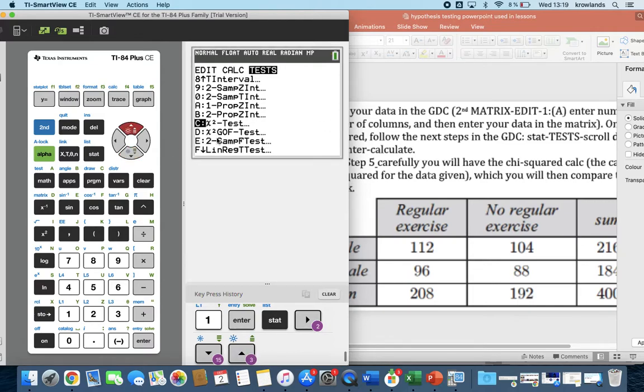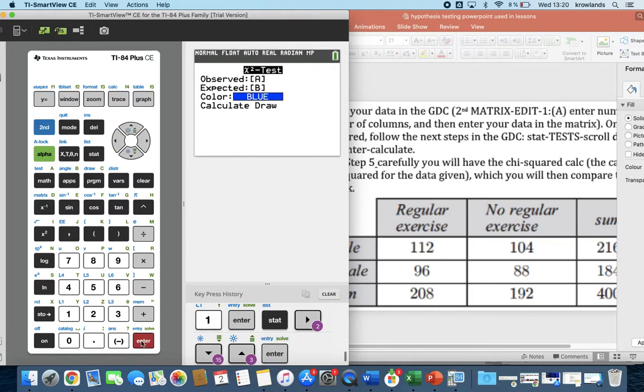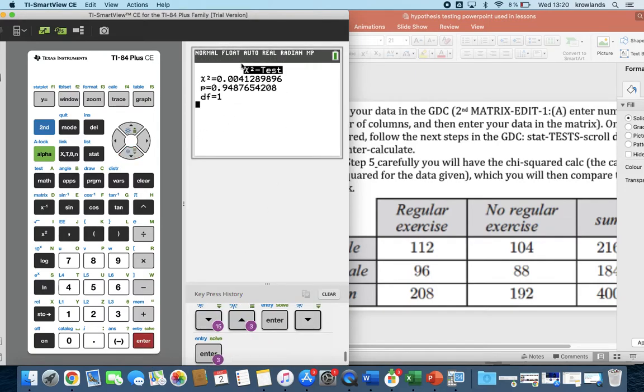And before we do t-tests, we'll do that another lesson, we're going to do the chi-squared test, which we've already written down is this fancy x to the power of 2. Going to press enter. This means we want to put the observed in matrix A, which we've already put in. The expected is our outcome in matrix B. We're going to press enter several times, and then it works out our chi-squared statistic.